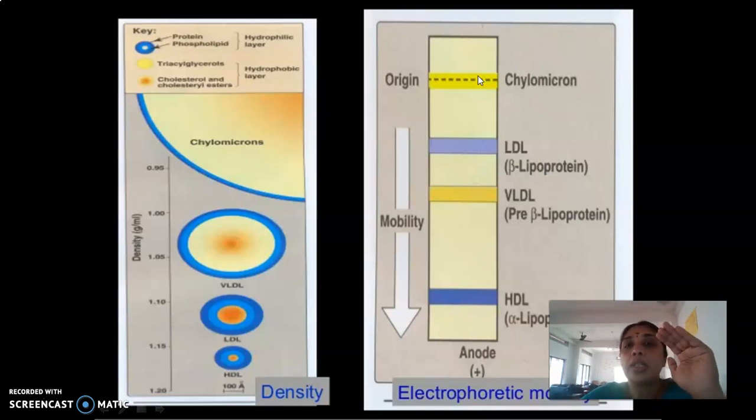So after 2 hours, when you take the slide and observe it, you can see 5 different bands separated from the serum, and the first band will be seen in or around the origin itself, and that forms the chylomicrons, because it has the least protein content.